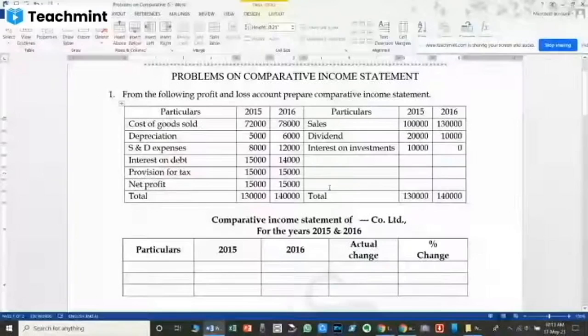Come to the preparation of the comparative income statement. Just see the format given earlier. In the same procedure of the format here we are going to record. So first of all, what is to be taken?